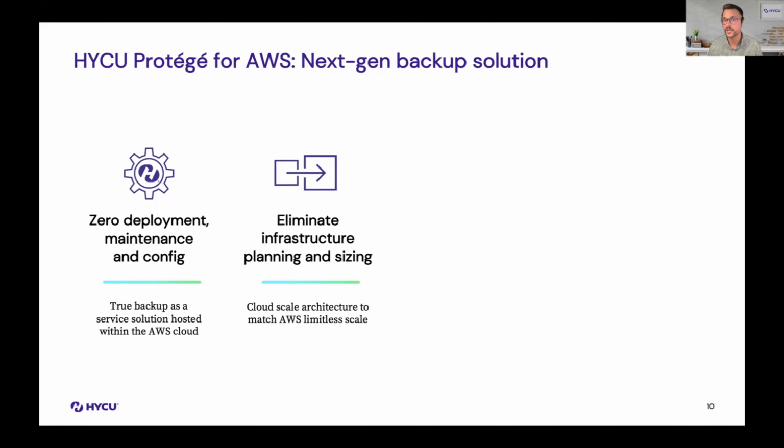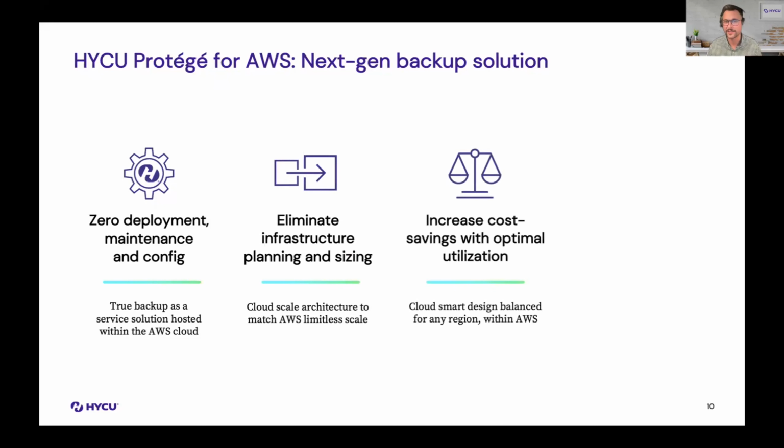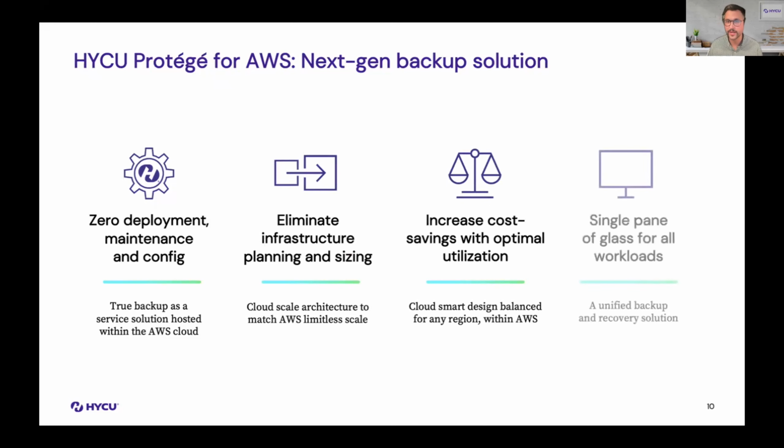Once again, we leverage AWS Cloud Scale architecture, so there is no sizing planning exercises that you have to do. Everything that we've done from an architectural perspective is designed to be cloud smart, balanced for any region within AWS. And ultimately, we know that you have multiple workloads within AWS, but you also have workloads outside of AWS. We want to give you one place to be able to see, manage, and recover all of these workloads.